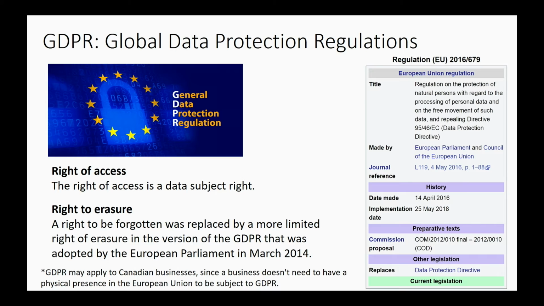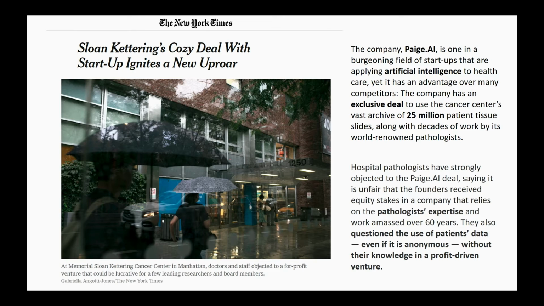Because if we can't work with the patients to deliver on the next agenda, then what's the future of academic health science centers? This problem has to be figured out. And if we're not careful, we can run into some trouble, although I think they've managed it fairly well. And the patients and the pathologists that question the use of patients' data, even if it was anonymous, without their knowledge in a profit-driven venture.